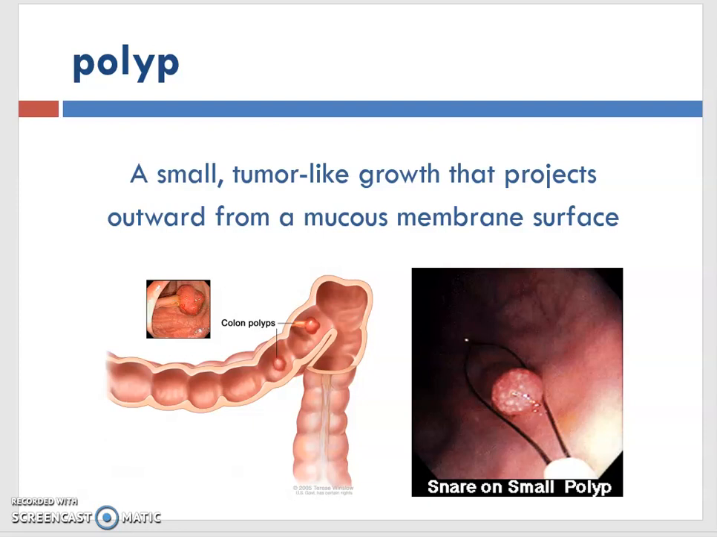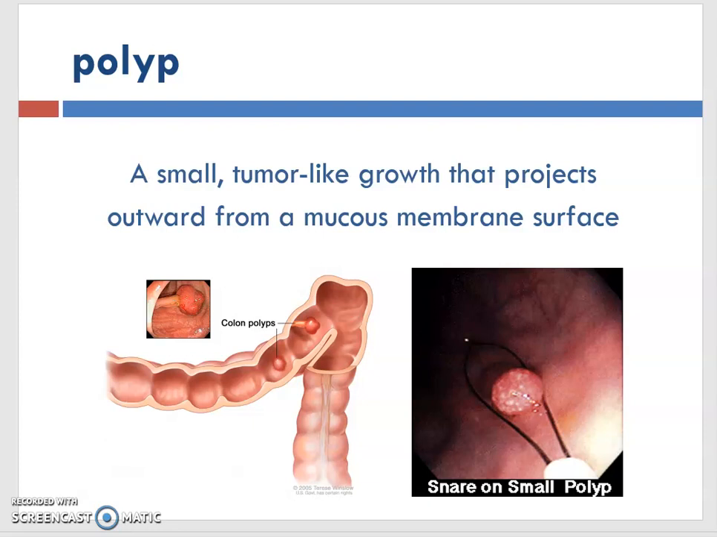I talked about colonoscopies earlier, and I mentioned that I had polyps when I had my initial colonoscopy that were cancerous. To clarify, a polyp is a small tumor-like growth that projects outward from a mucous membrane surface. In this case, you are looking at a polyp in the colon. There's no way of knowing if this is cancerous or non-cancerous by looking at it. You have to biopsy it.